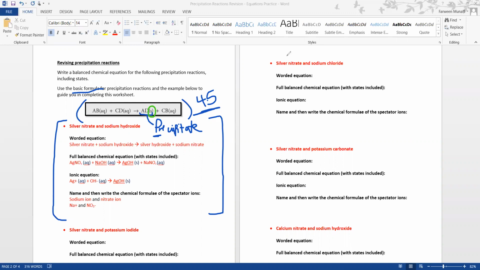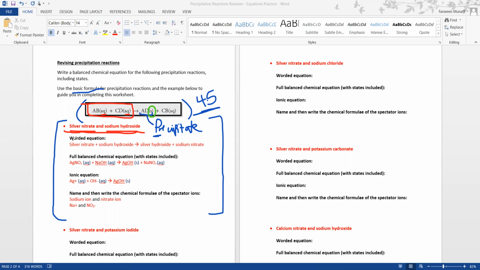Okay, so looking at this example now, when we talk about silver nitrate and sodium hydroxide, this is the question literally. We've given you the two reactants, or the two things that will be to the left side of the arrow. And they're both aqueous in nature. We know this because as per our formula, it's always two aqueous substances that combine together. The first one is called silver nitrate and the second one is sodium hydroxide.